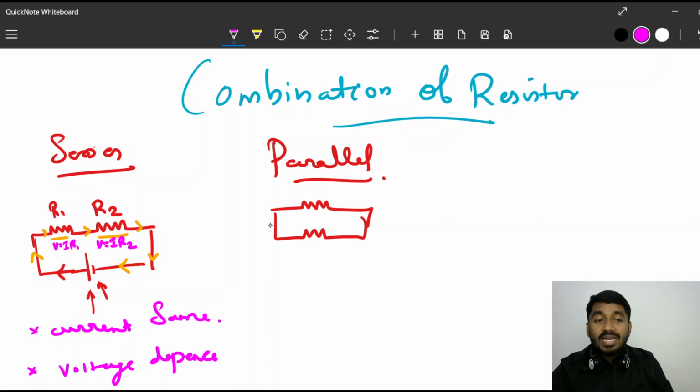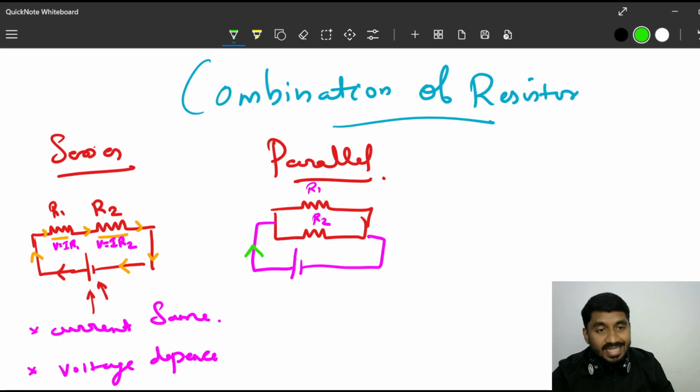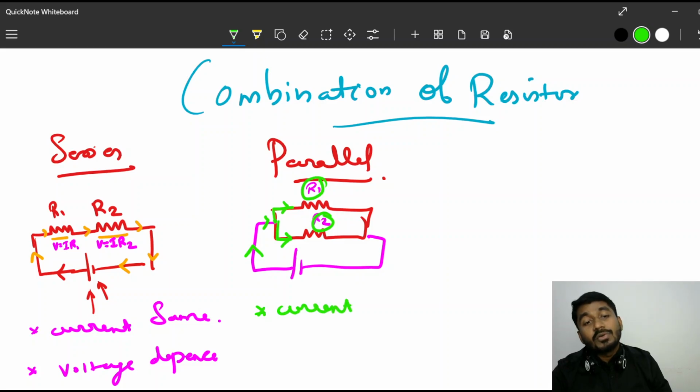But in the parallel case, I am connecting the parallel circuit. For example, this is R1, this is R2, and a current definitely will flow through this circuit. This is the current flowing, but when the current comes here, it has two paths. This is the first way and this is the second way. So the two resistances R1 and R2 are not getting the same current. So directly we can write that current in a parallel circuit will be different.